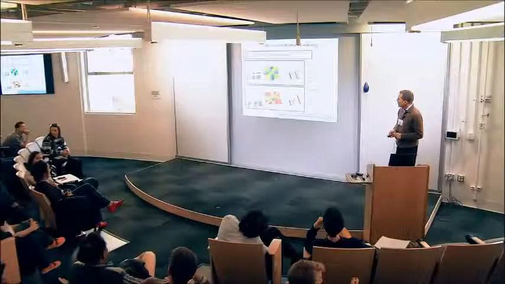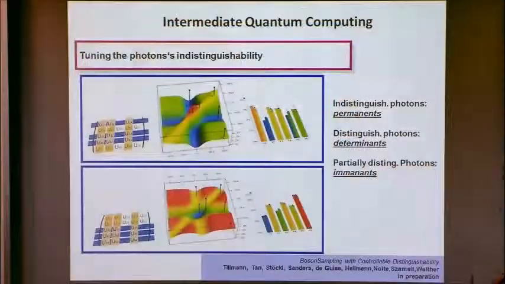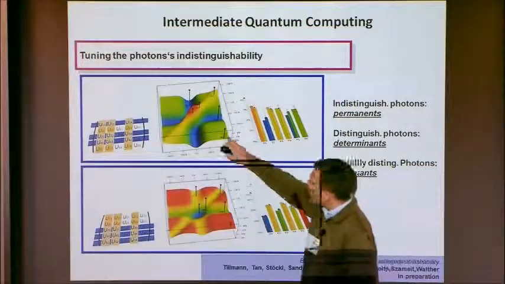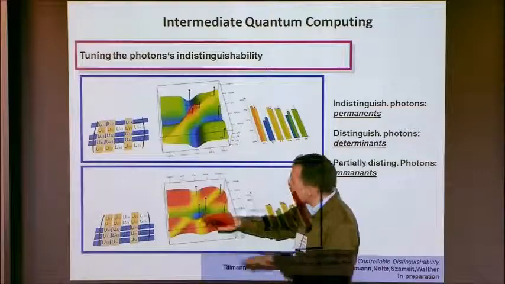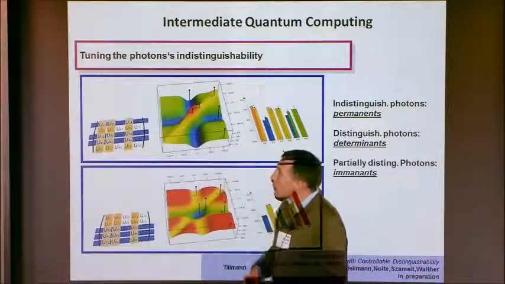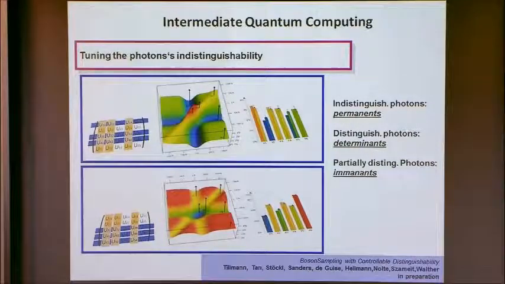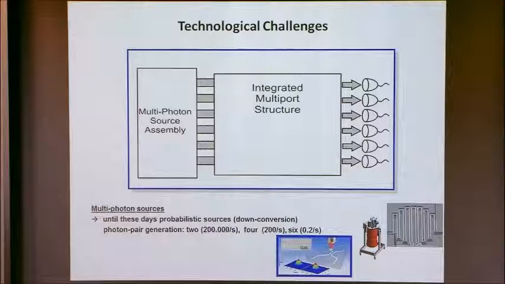So what we've done, basically, is change the timing, the arrival time of photons. If they overlap perfectly, that's the permanent case, the spot here. If you change it for one of the other photons, you see how you get landscapes, which correspond to immanence, sampling of immanence of the matrix in there. Okay. Good. With that, I have my last slide.